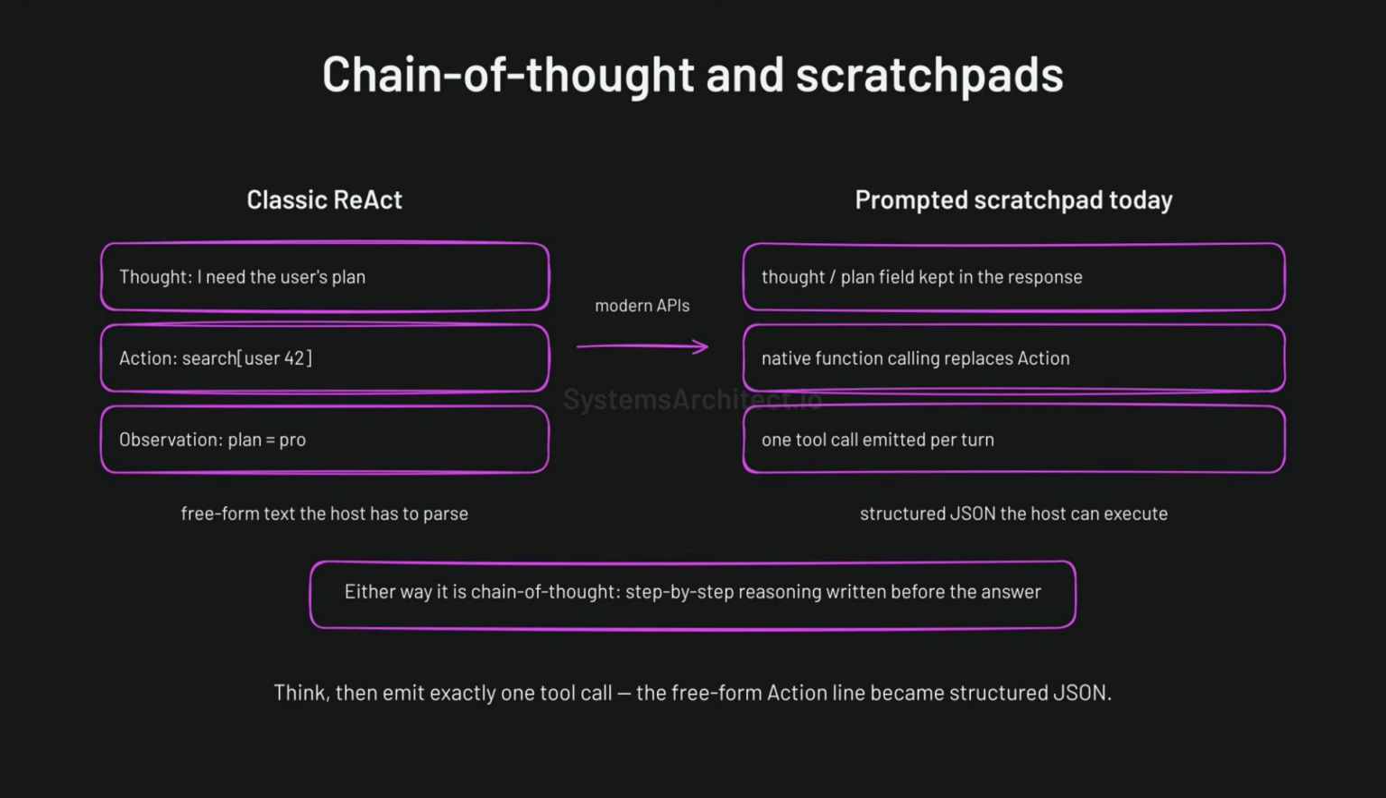Chain of thought, or CoT, prompts the model to write step-by-step reasoning before it answers. In agents, that often means a prompted scratchpad. Think, then emit one tool call. Classic ReAct used thought, action, and observation lines. Modern APIs keep a thought or plan field, while native function calling replaces free-form action lines.